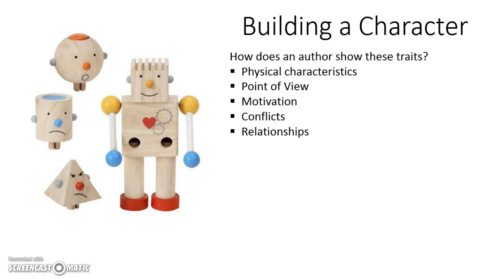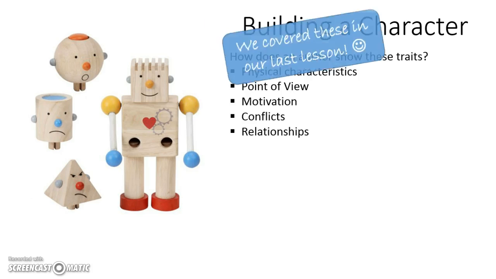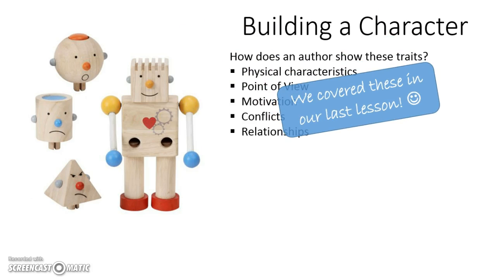So during our last lesson, we talked about building a character and how an author shows character traits. Some of the different ways that we discussed include physical characteristics, point of view, motivation, conflicts, and relationships. If you have any questions about those, be sure to go back and watch the last lesson or ask your teacher.